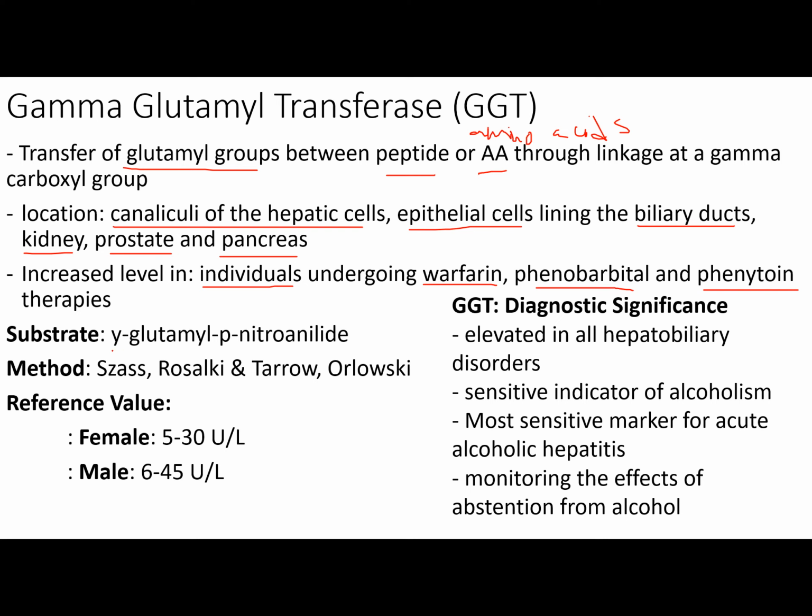Substrate used, class, is gamma-glutamyl para-nitroanilide. The methods used are Szasz, Rosalki and Tarrow, and Orlowski. Reference value for the female is 5 to 30 U/L. Male is 6 to 45 U/L. Now, the diagnostic significance of GGT, class, is that it is elevated in all hepatobiliary disorders.